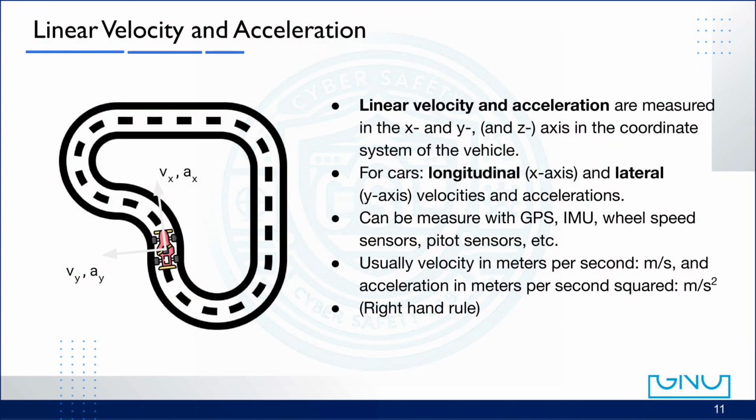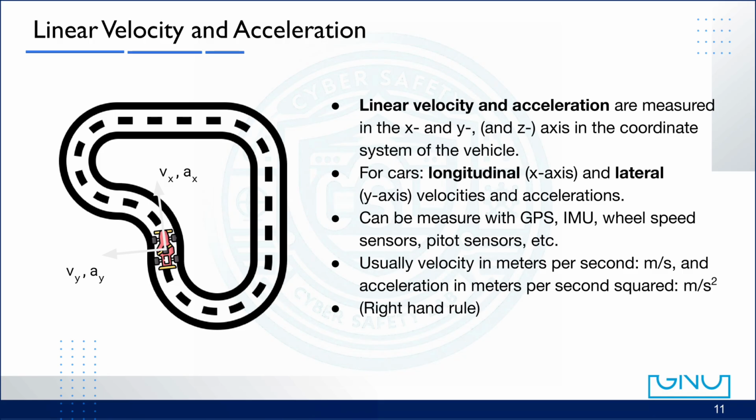Finally, let's talk about linear velocity and acceleration, two of the most fundamental quantities that describe how the vehicle moves. Linear velocity tells us how fast the vehicle's position is changing, while acceleration tells us how fast the velocity itself is changing over time. These values are measured along the x and y axes, and sometimes also along the z axes, depending on whether we consider two-dimensional or three-dimensional motion.